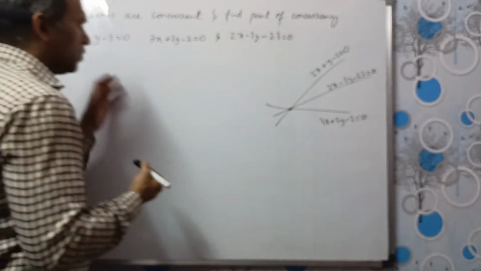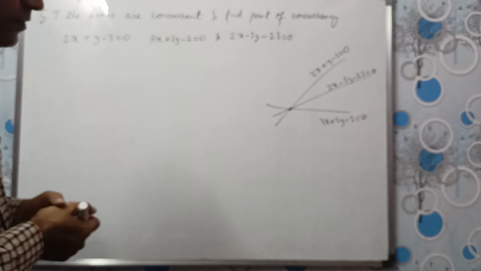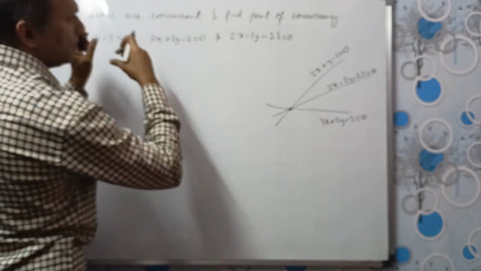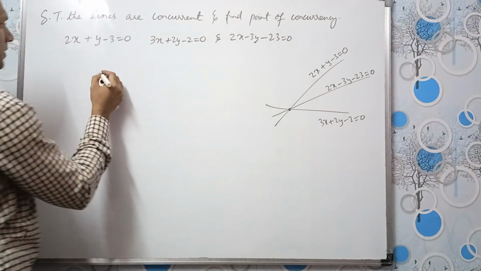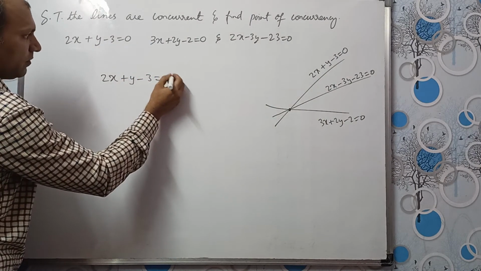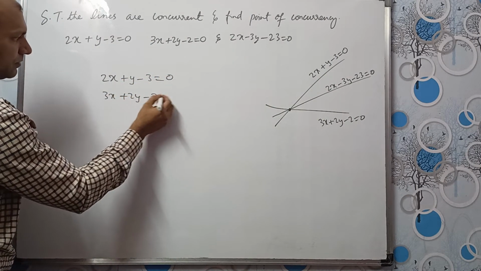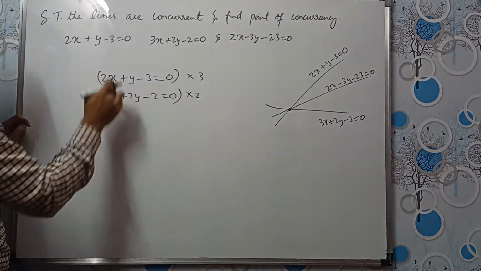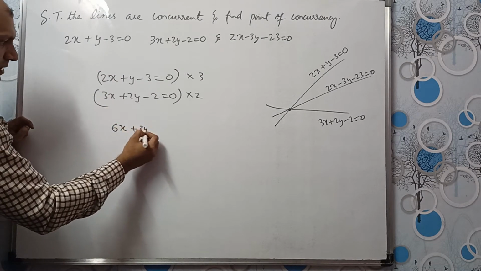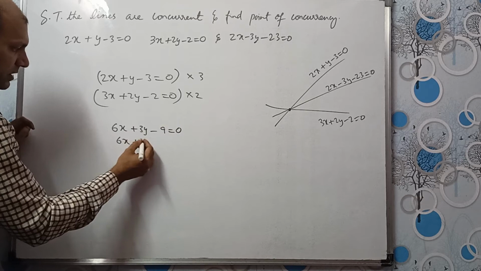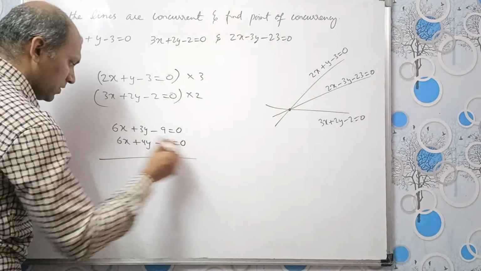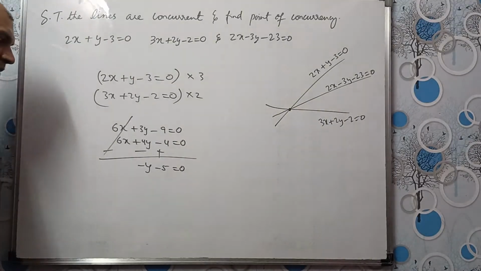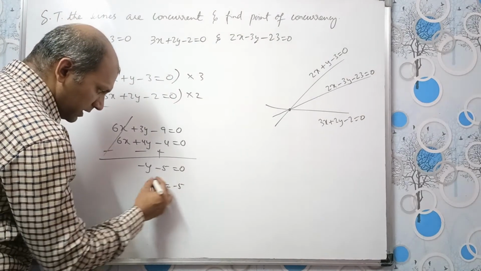But we'll use another method, which is very useful in straight lines. We'll simplify two of these straight lines and whatever point we are getting, we will substitute it in the third. So let us get the value of x and y by simplifying this. Multiply this whole equation by 3, this whole equation by 2, so that the coefficients of x will become same. So this is 6x plus 3y minus 9 is equal to 0, 6x plus 4y minus 4 is equal to 0. Minus minus plus, so the 6x will get cancelled. Minus y minus 5 equal to 0.